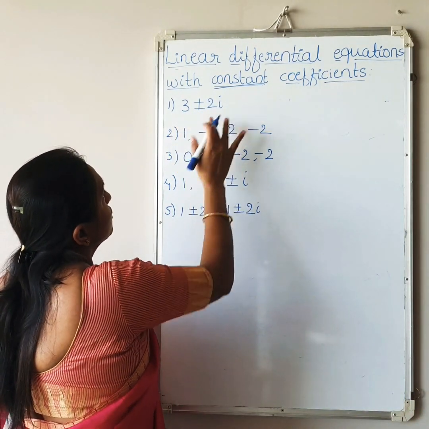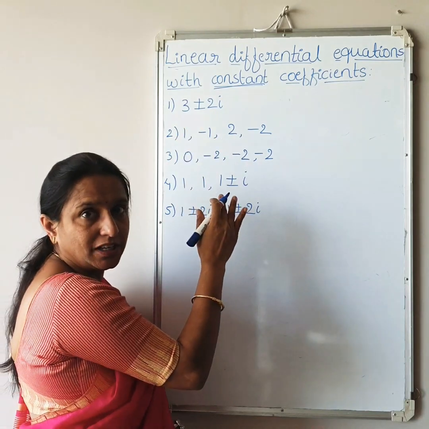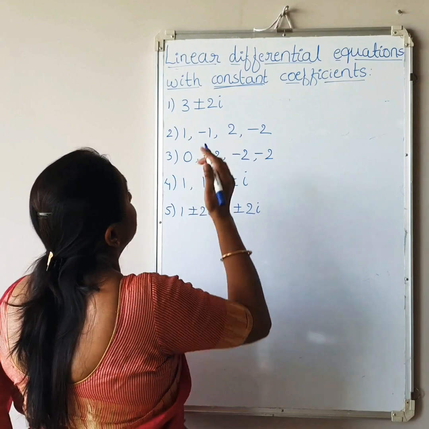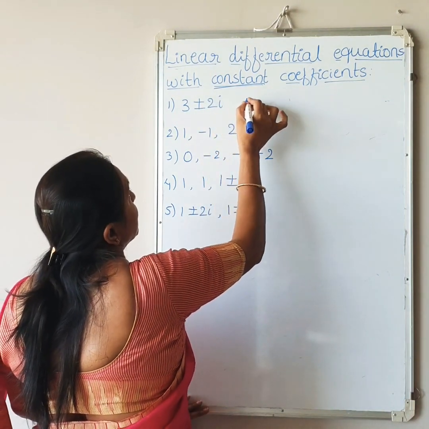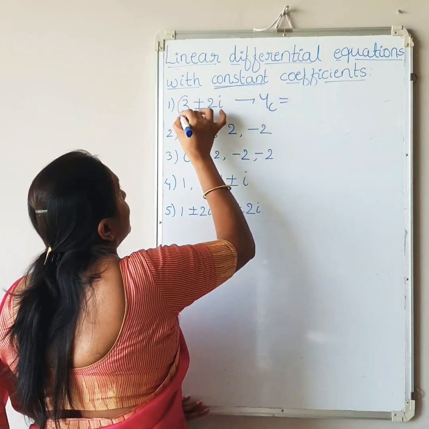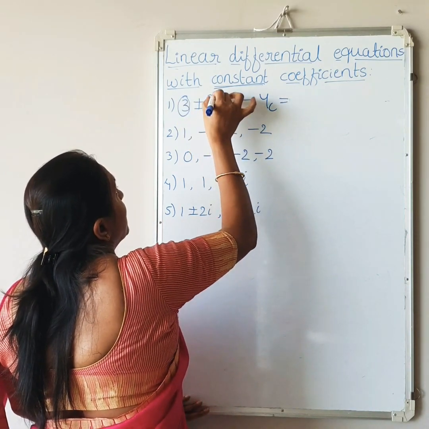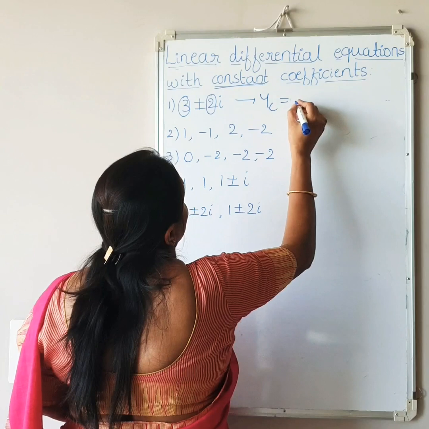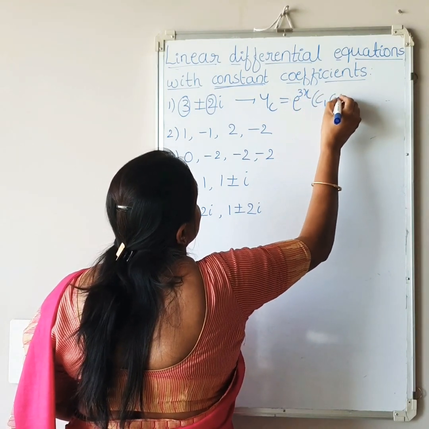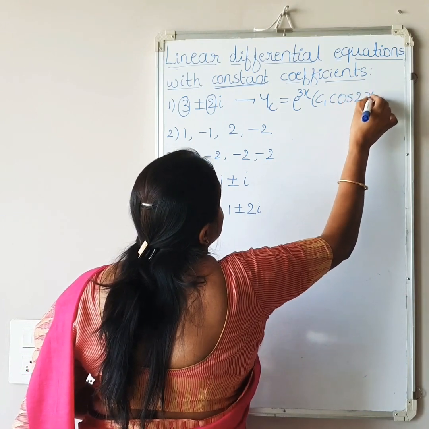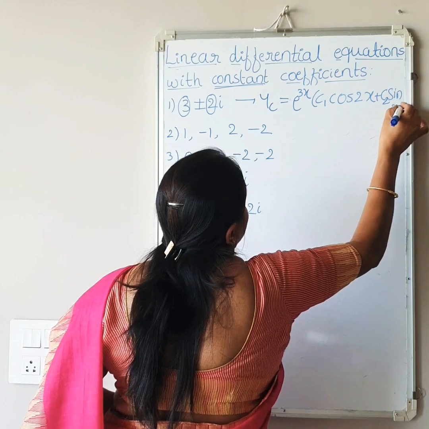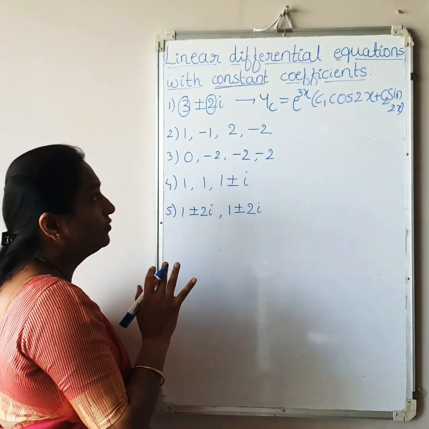So what is the nature of the first root? It is imaginary, so it is of type 3, the third type. When roots are imaginary, what will its yc be? What is the real part here? The real part is 3 and the imaginary part is 2. Yc is equal to e raised to 3x (c1 cos 2x plus c2 sin 2x). So this is the solution of the first one.